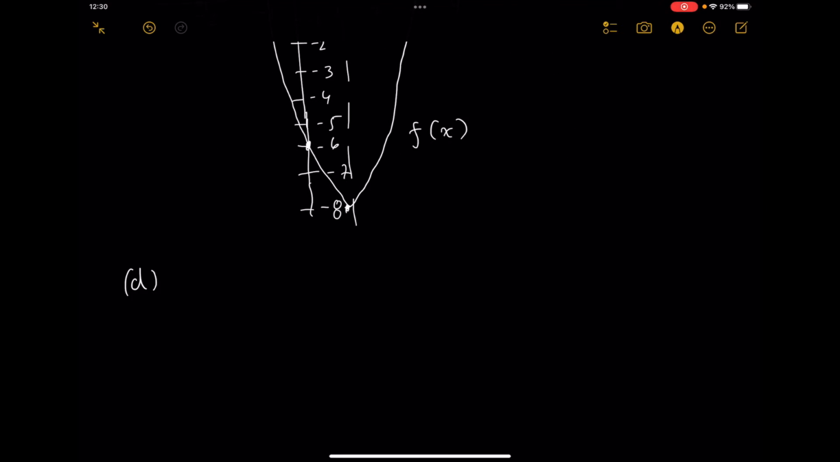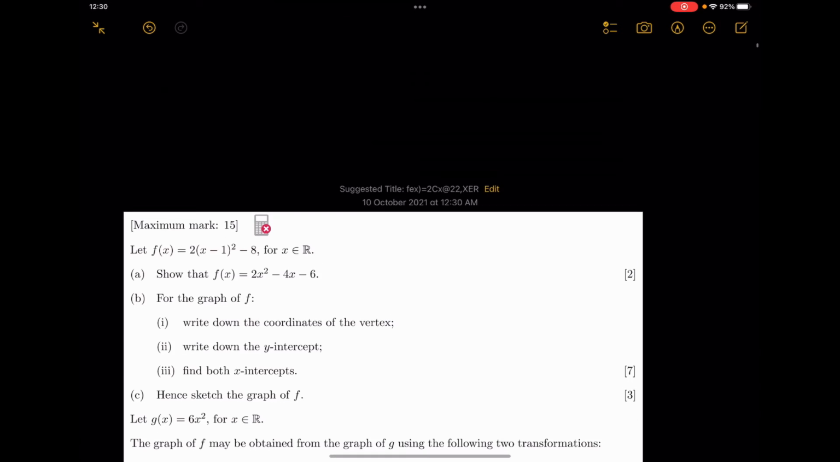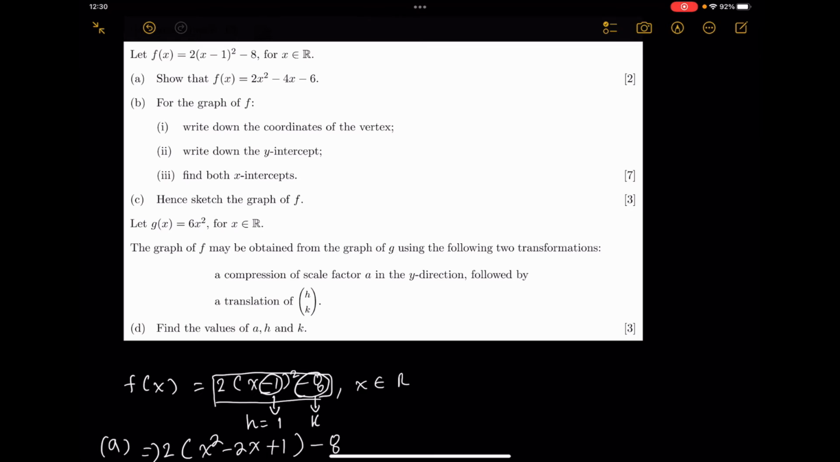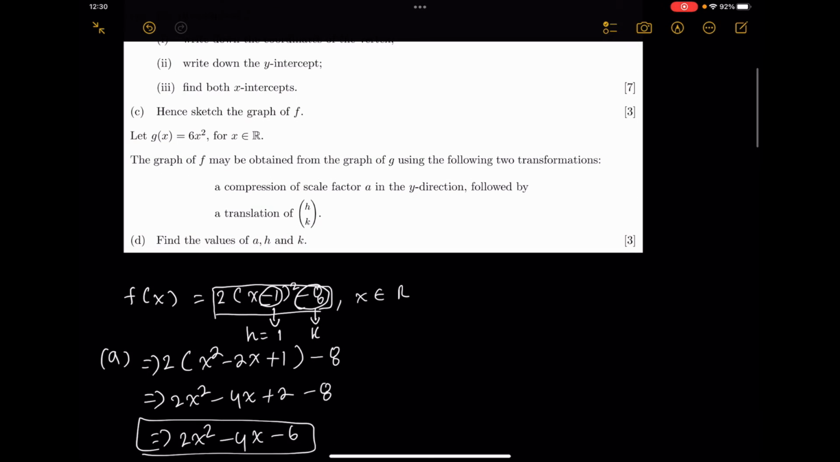Now let's move to our last subsection, which is part D, where the question is basically: let g of x equal 6x squared, for x belonging to all real numbers. The graph of f may be obtained from the graph of g using the following two transformations: a compression of scale factor a in the y direction. This basically means that there is a vertical stretch by the factor a. We know it's a vertical stretch because a is positive. And a translation by the vector (h, k).